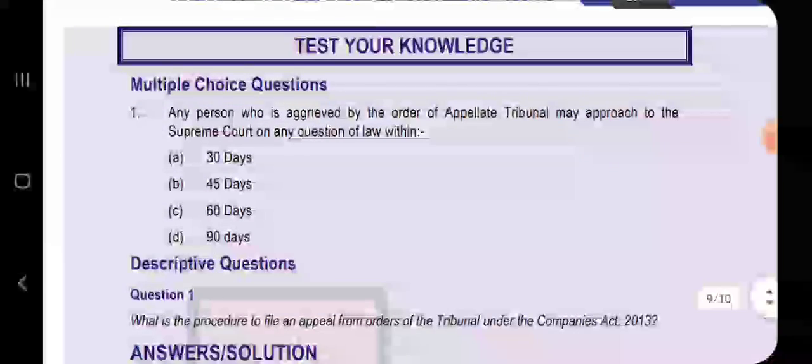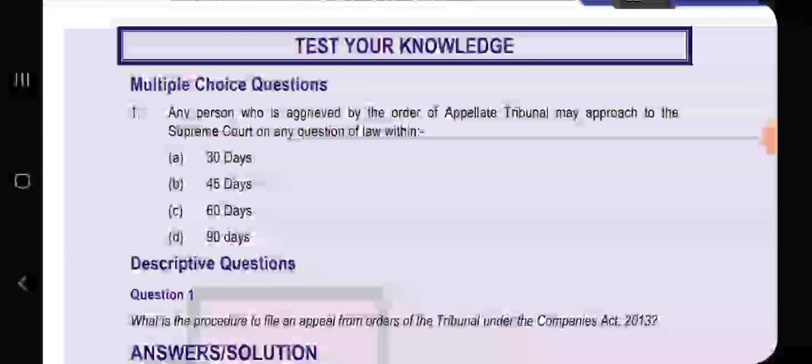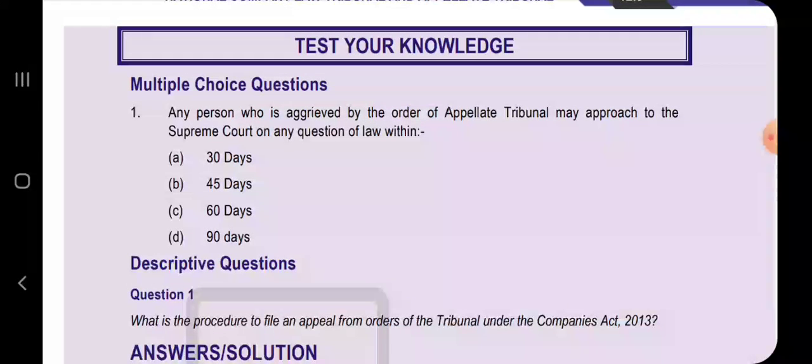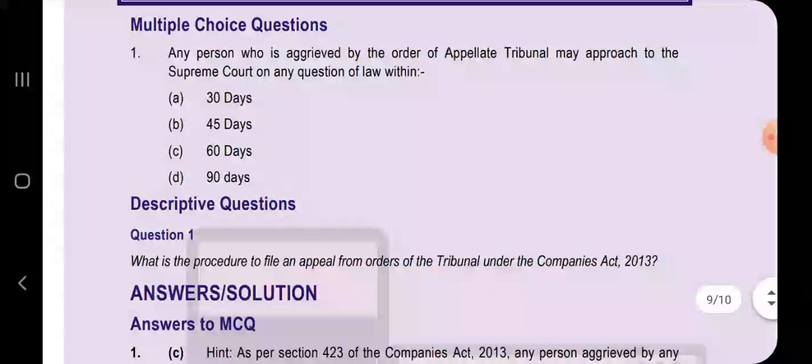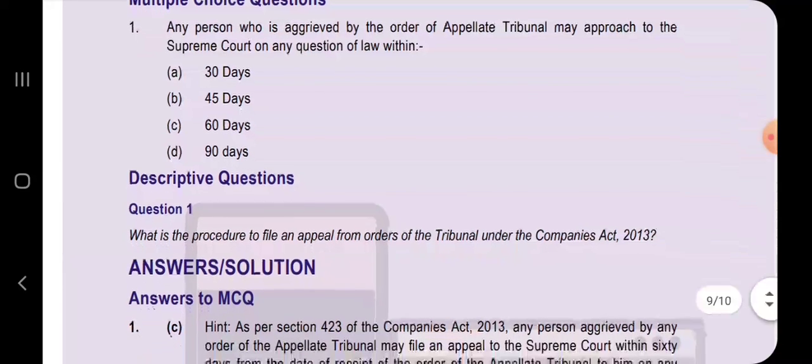And then there are a few questions which are given in test your knowledge. Check it out. Multiple questions. Any person who is aggrieved by the order of appellate tribunal may approach the Supreme Court on any question of law within 60 days. If in the options it has been given 2 months and 60 days, then 60 days is the correct answer, but not 2 months. Please be careful. Days and months have to be remembered, but not which is equal to, which is our general language. In our general language, we will consider 1 month equal to 30 days. But in law, that is not the matter. If law says 2 months, 2 months. If law says 60 days, then it is 60 days only.